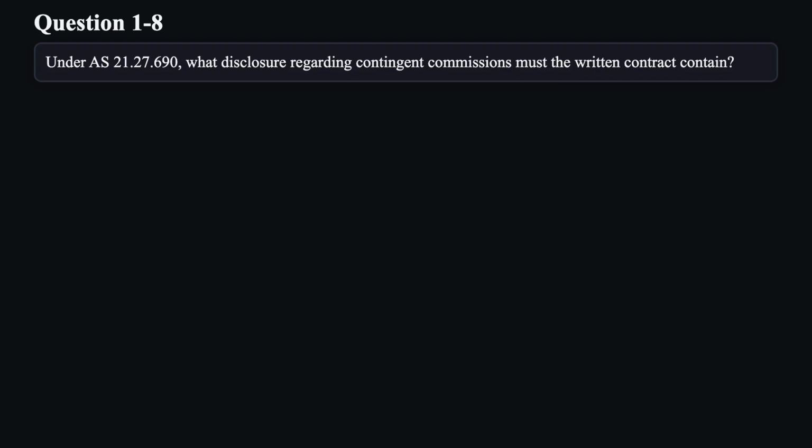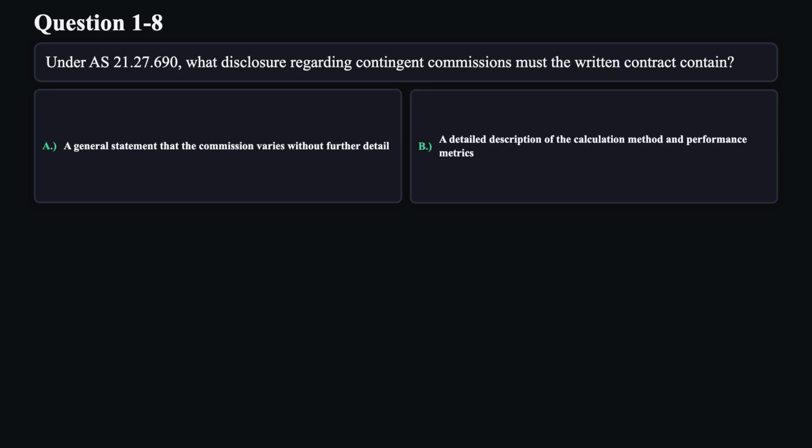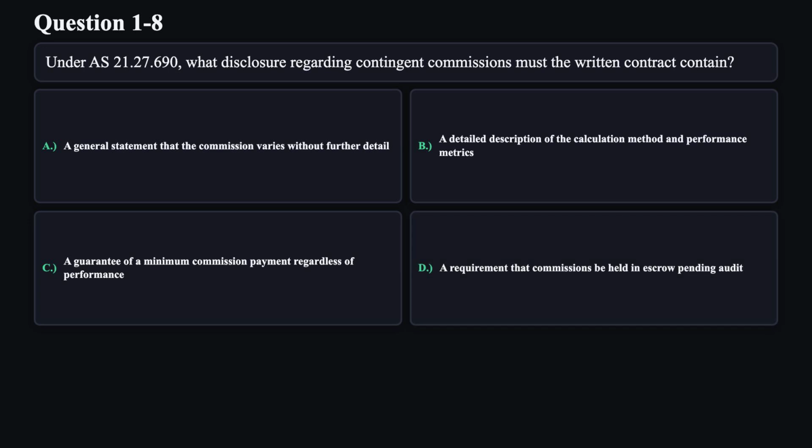Question 8. Under AS 21.27.9, what disclosure regarding contingent commissions must the written contract contain? A. A general statement that the commission varies without further detail. B. A detailed description of the calculation method and performance metrics. C. A guarantee of a minimum commission payment regardless of performance. D. A requirement that commissions be held in escrow pending audit.